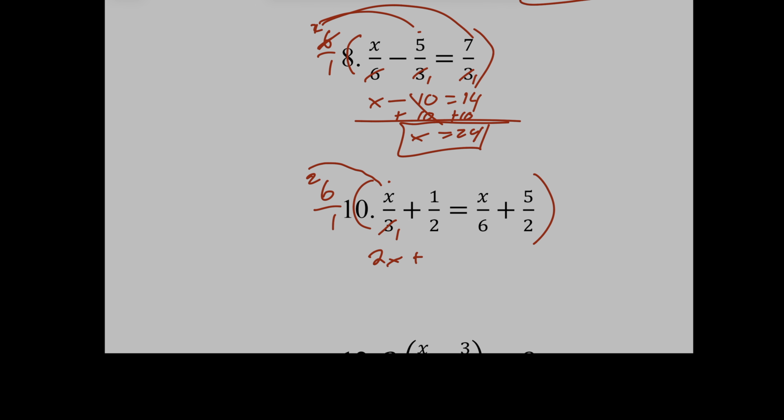All right, let me just erase all this. Okay, now I'm going to go this term. 2 goes in the 2 once, 2 goes in the 6 3 times. 3 times 1 is 3. Okay, now let's do the third term.